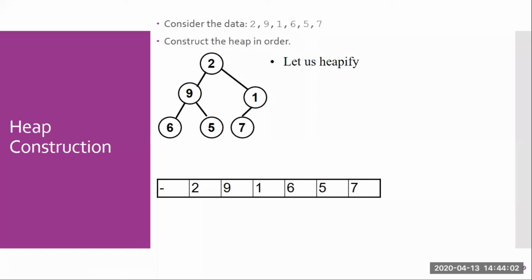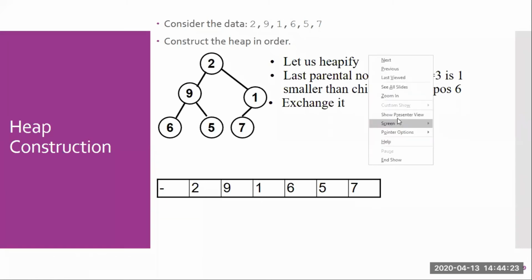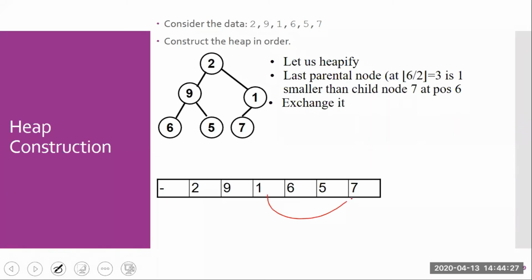In order to heapify, the first thing that we will do is, what's the last parental node? 6 by 2 is 3. In position 3 we have 1, and we find that 1 is smaller than 7. So since the parent should always be a value which is greater, we are going to exchange 1 and 7.